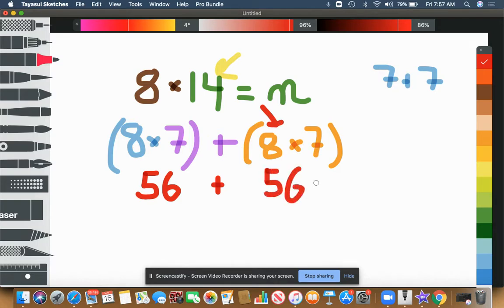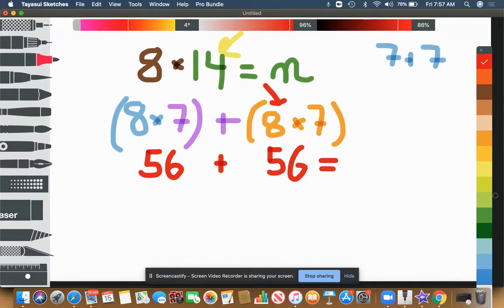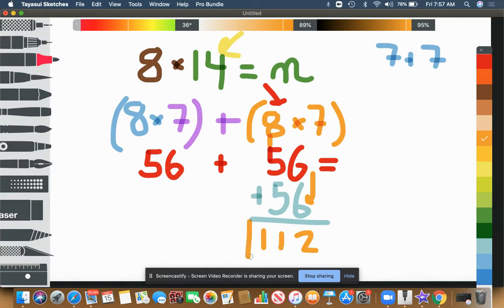All right. And now I'm left with 56 plus 56. So I'm looking pretty good here so far. Let's finish this bad boy up. So I'm going to add 56 and 56. 6 plus 6, guys. 6 plus 6 is 12. So I'm going to put a 2 in my ones column, carry over one set of 10. 6 plus 5 is 11. So now I've arrived at my solution here.